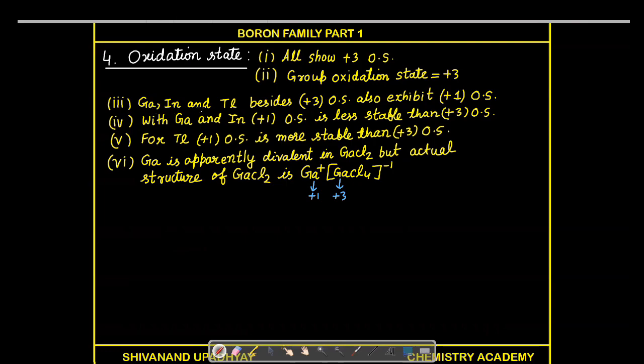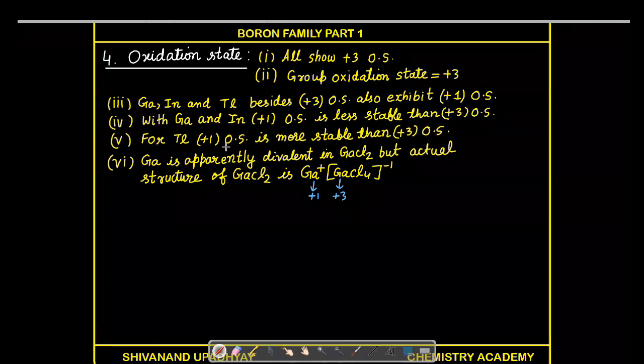In the case of gallium, indium, and thallium, besides the +3 oxidation state, they also exhibit the +1 oxidation state, right? So these three elements, besides +3, can also exhibit +1. There are compounds of gallium, indium, and thallium where they exist in the +1 oxidation state. Among these three, in the first two, gallium and indium, the +1 oxidation state is less stable than the +3 oxidation state.